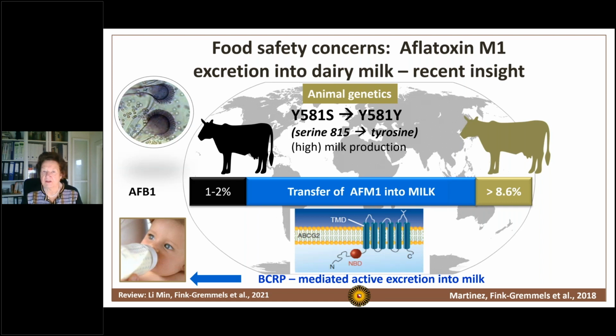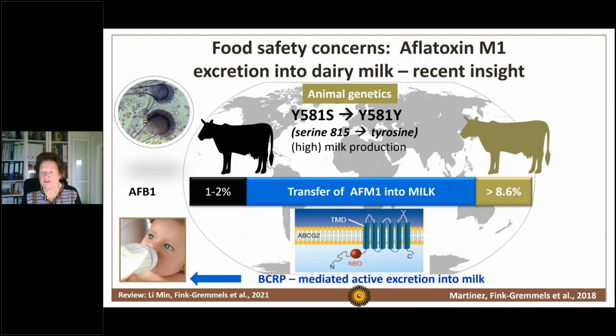But genetics have changed. And what you see here is the so-called YY change, which is a minor change in the genome of bovine species, excuse me, particularly Hereford cattle. And this increases milk production. So animals have been selected for this trait because it gives a very, very high milk production. But at the same time, it increases the transfer of aflatoxin B1 and aflatoxin M1 excretion in milk to a much higher percentage than we have seen before.